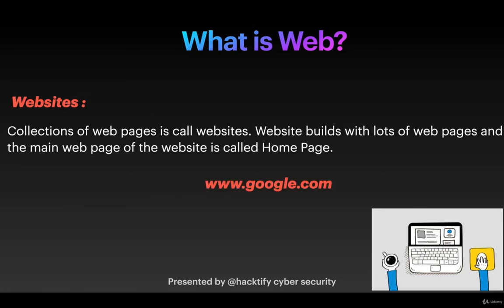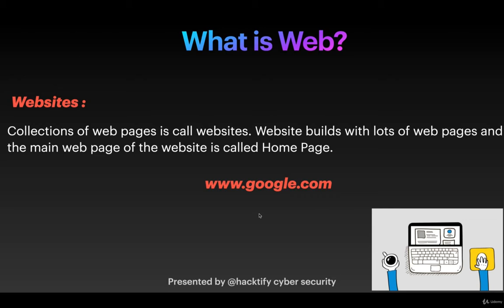So what actually is a website? In general terms, a collection of web pages is called a website. A website is built with a lot of web pages, and the main web page of the website is known as the home page. For example, www.google.com is a website. When you type this address into your browser, you will be able to see a beautiful home page. That is how a website works.